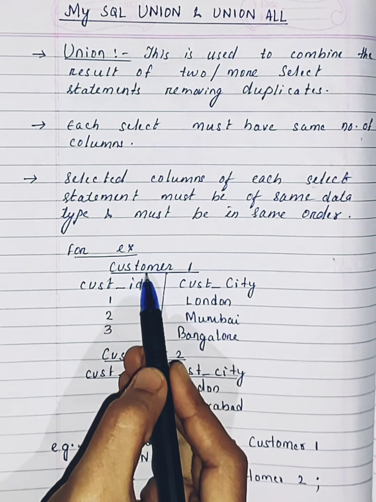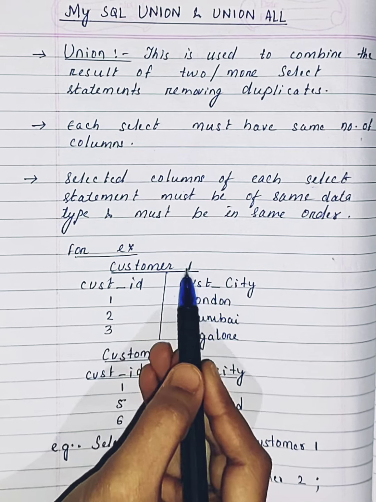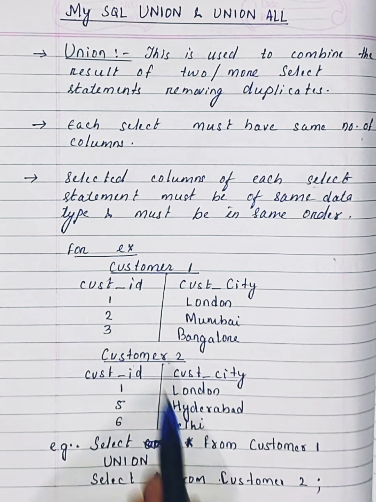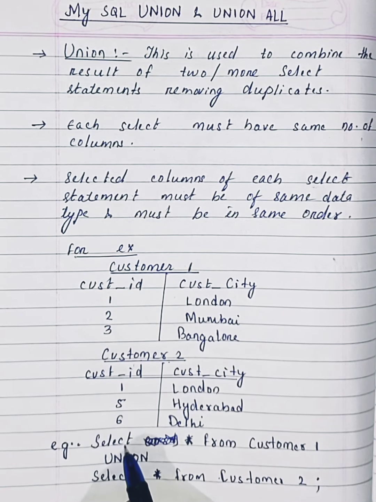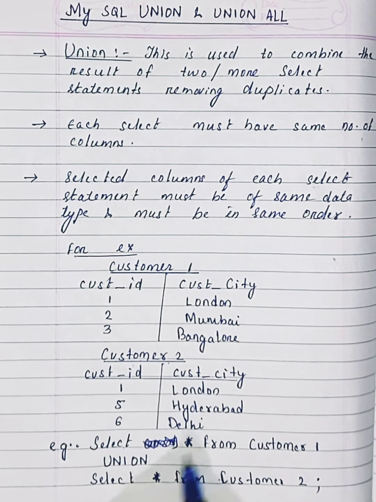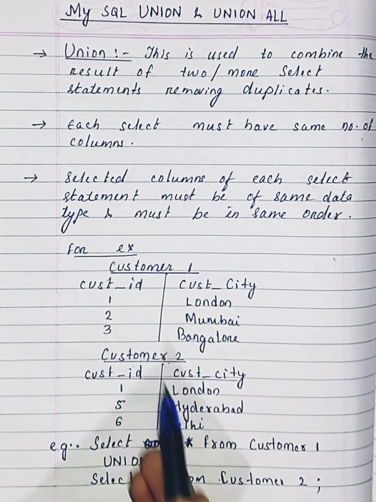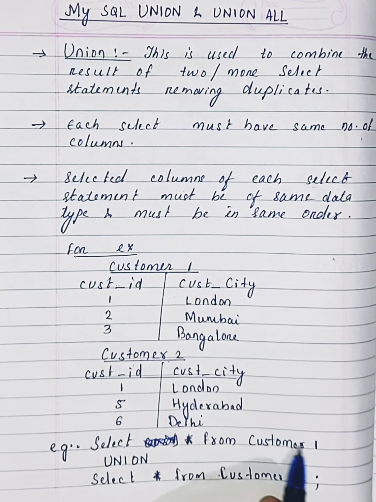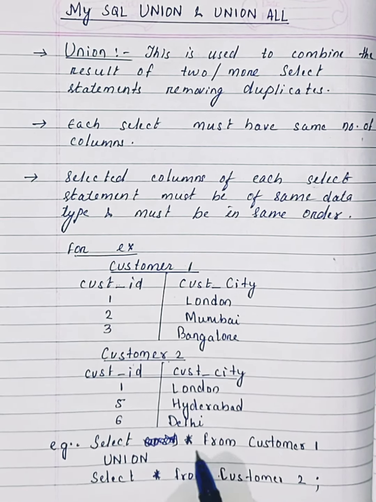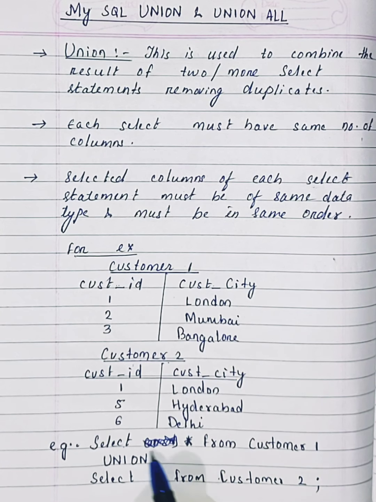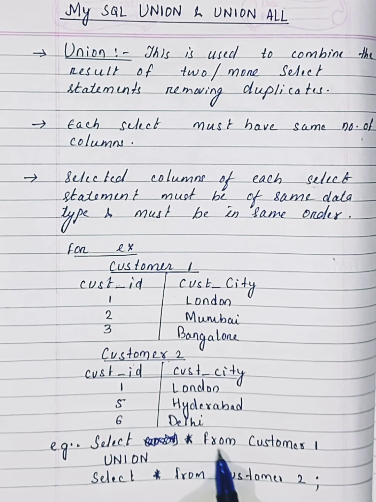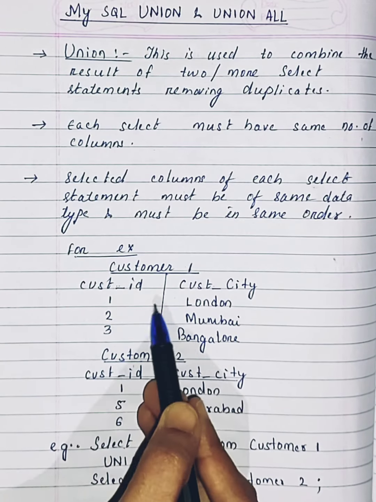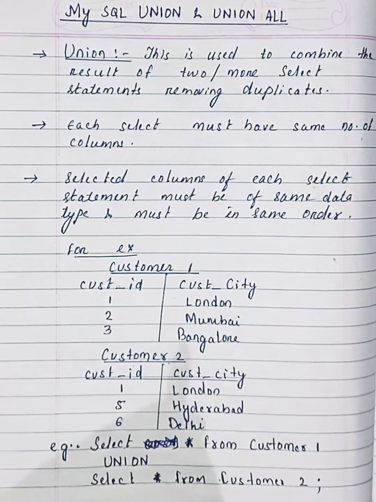For example, there is one customer table, that is customer 1, and another table with the name customer 2. Suppose from the first table we are writing select asterisk from customer 1. What does this mean? Select asterisk means we want to display all the records, like all the columns of the table customer 1. What will this display? It will display all the columns and all the records of this customer 1 table.